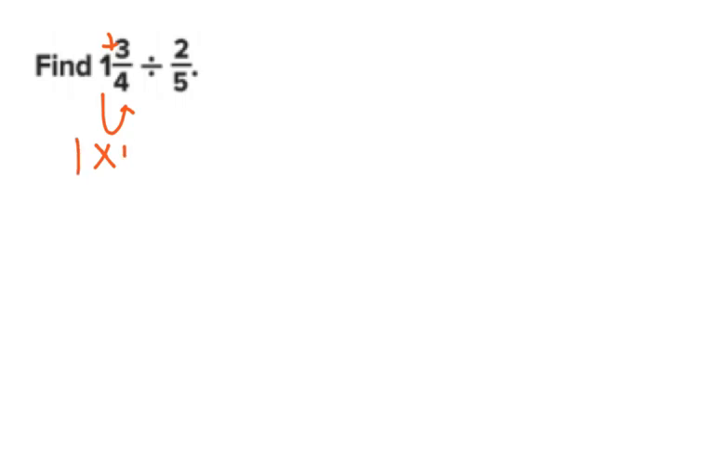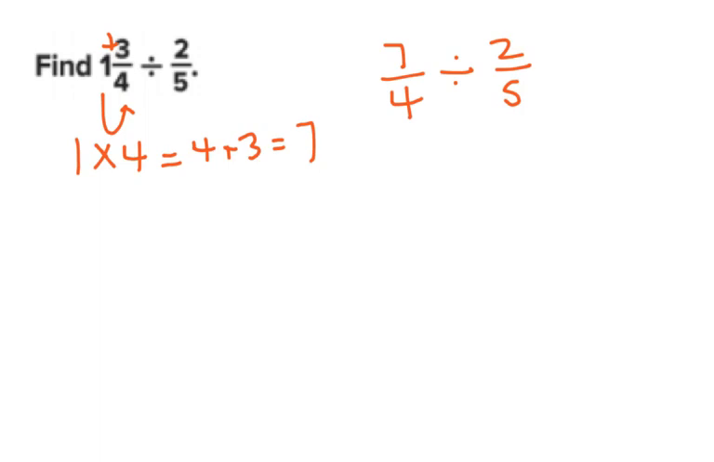So I'm going to multiply 1 times 4 to get 4. And then I'm going to add that numerator to get 7. So my new fraction is going to be 7 over 4. And I'm going to keep my original 2 over 5 there. Now I'm going to keep the first fraction, change to multiplication, and flip my second fraction to its reciprocal. Remember, this is all the steps whenever we're dividing fractions. So you have to keep, change, flip.